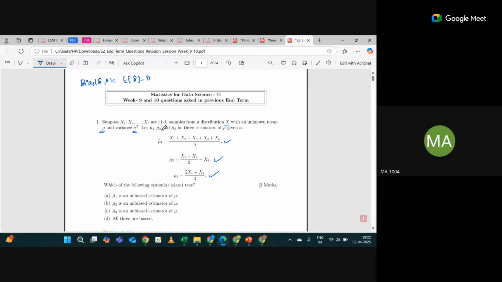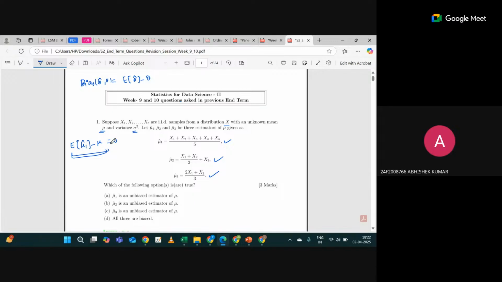So what we will do, we have to check whether the expected value of mu1 hat minus mu is equal to zero. This is not compulsory, but you have to calculate this value. If this comes to be zero, then you will say it's unbiased.